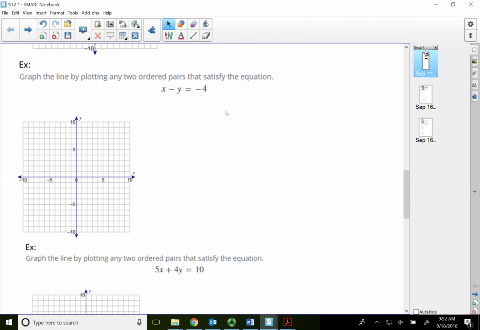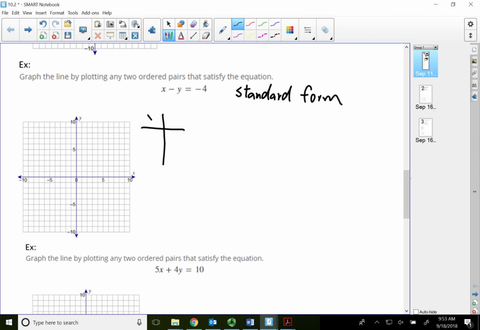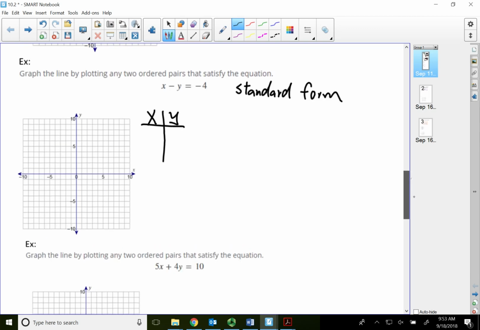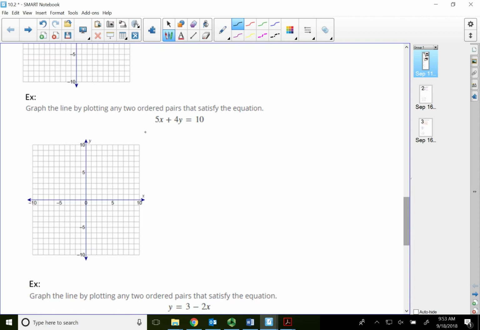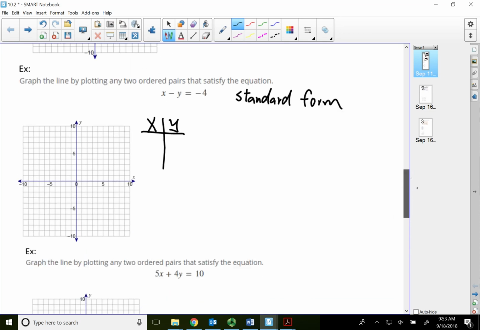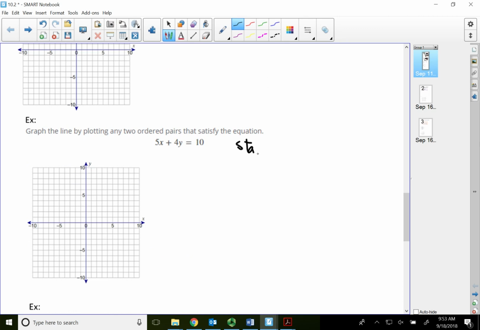This example is written in standard form because my x and y are on the same side of the equal sign. When it's written in standard form, there's a little trick we can use where we are not going to run into any fractions or decimals when finding the missing coordinates. I'm going to use this one as an example, then I will go back to the one above it. This is also in standard form.